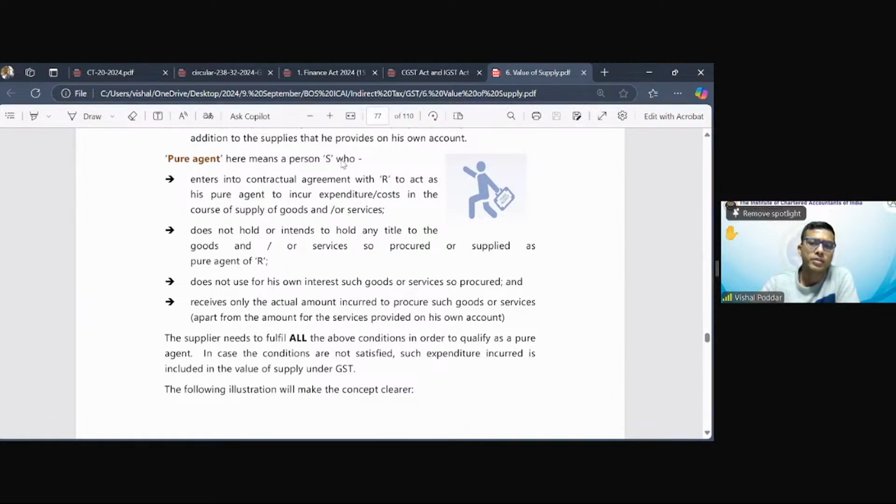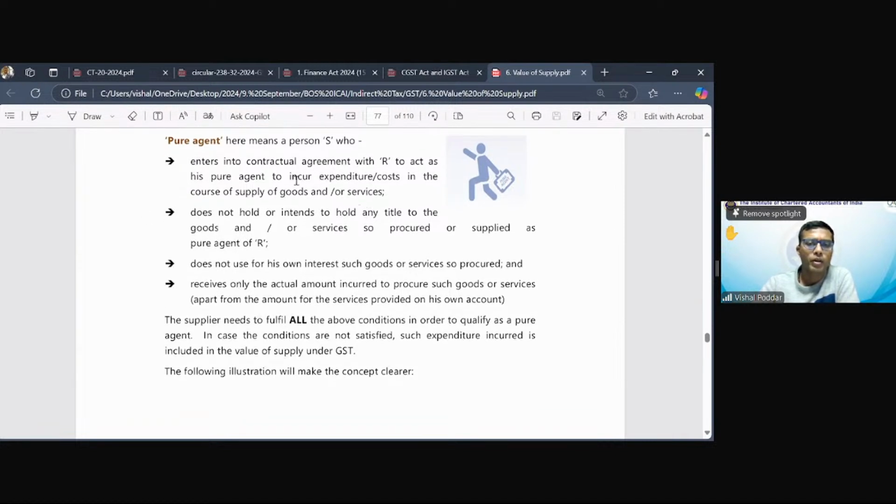So here the supplier is the pure agent who has entered into the contract with the recipient to act as his pure agent for incurring these expenses, and does not hold or intend to hold any title on the goods. This is very important. And how do I not hold title on the goods? I do not have the invoice in my name. See, when do you get title? You get title when you have the document of title.